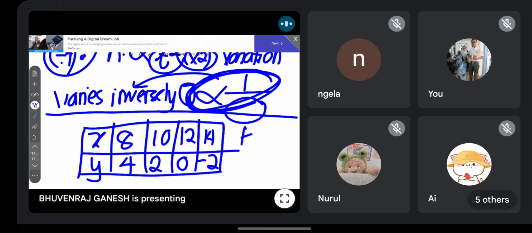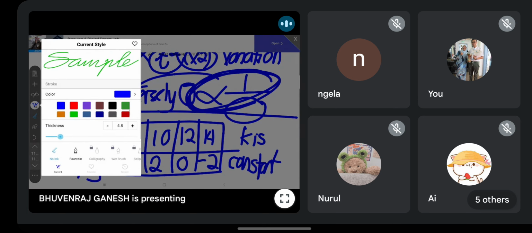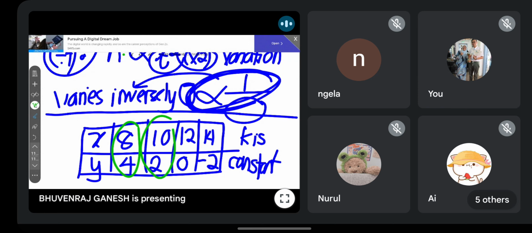To know whether it's inverse variation, kamu kena cari nilai K. You must remember that K is a constant. Okay, K itu pemalar. So guys, if you look at this equation, kalau kamu lihat persamaan ini secara keseluruhan, you see and compare all the values here. Can you find a constant value, guys? Adakah kamu boleh nampak satu nilai pemalar kalau Y ni berubah songsang dengan X? Can you see a constant value? Yes or no?